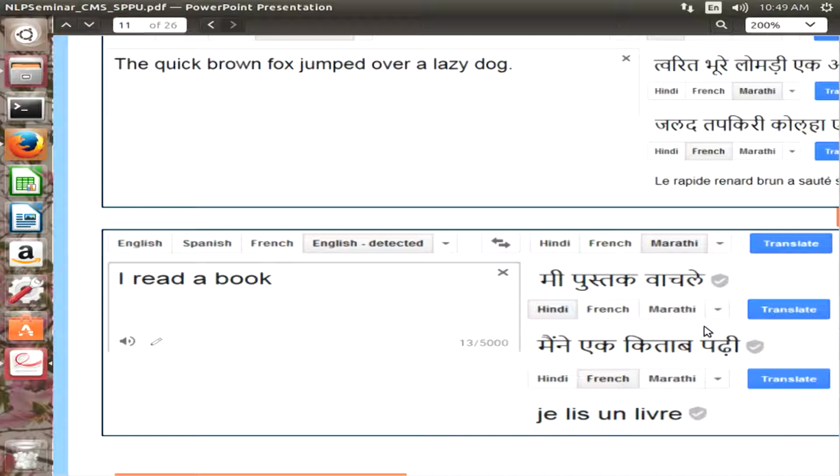मी पुस्तक वाचले in Marathi, so it has taken the past form. I read a book, fine. मैंने एक किताब पढ़ी Hindi, which is still fine. It's consistent. In French, what it does is je lis un livre. So over here it has taken the present tense. So for these two it has taken I read a book as past, and over here it has taken it as present. My instructions were nothing else but this. So it has goofed up probably.